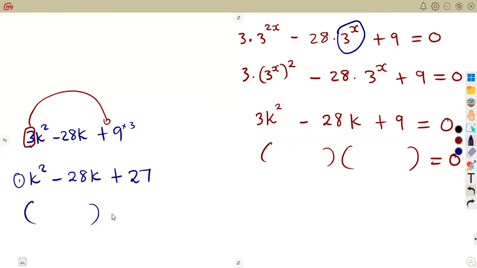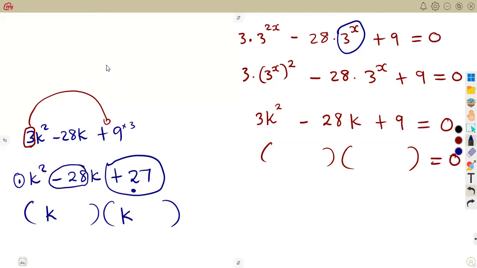Since the coefficient of k squared is 1, now we can simply have our 2 brackets with k and k here. Then we focus on 27, factors of 27 which will add up to minus 28. That's minus 27 and minus 1. You multiply these, it's positive 27. You add these, you get minus 28. So that's minus 27 and minus 1.